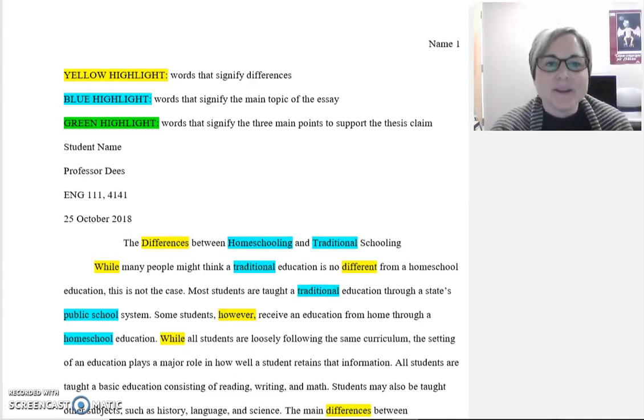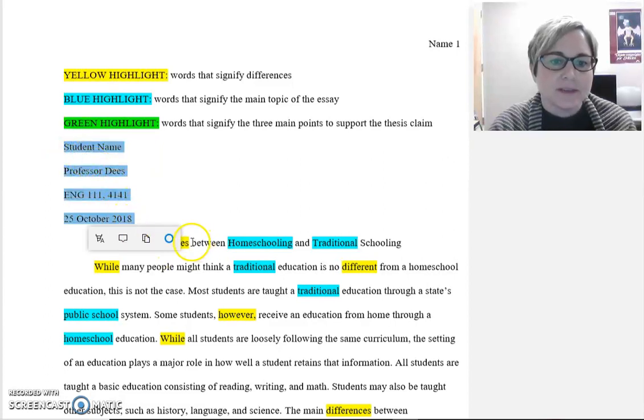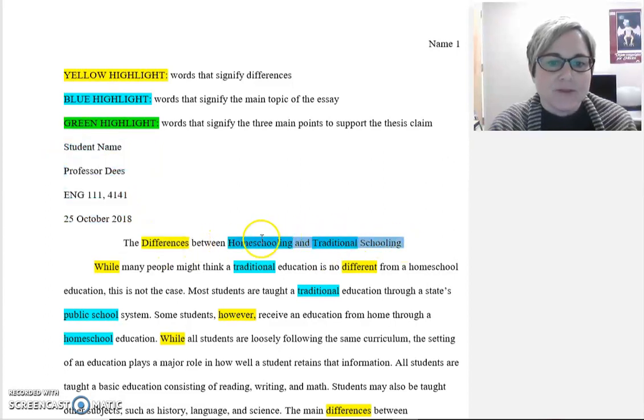Hello class, I'm going to go through this example of a compare-contrast analysis essay so you can use it to help you when you begin writing your own analysis essay for the theme of our semester that you all chose. First of all, just notice how this student set up the heading, the title, and the page number.